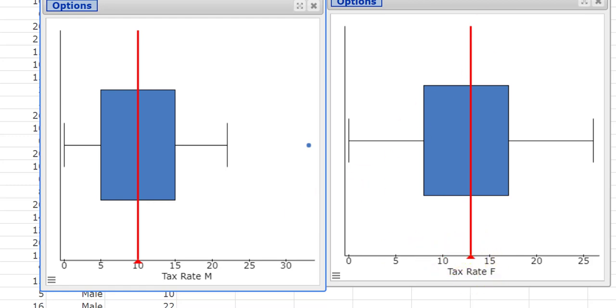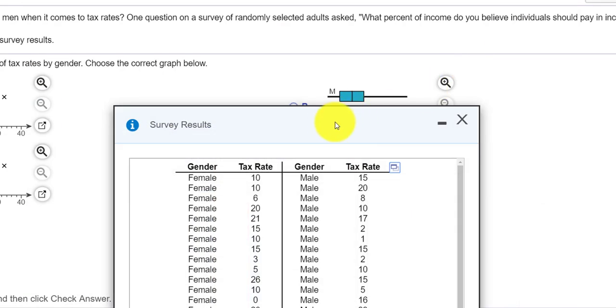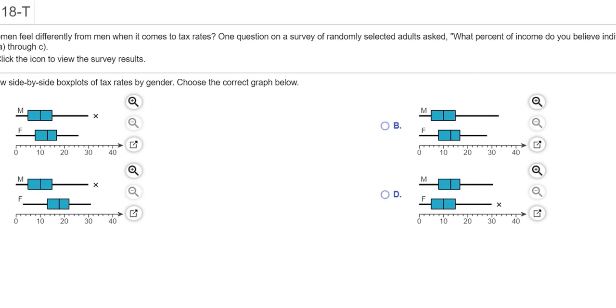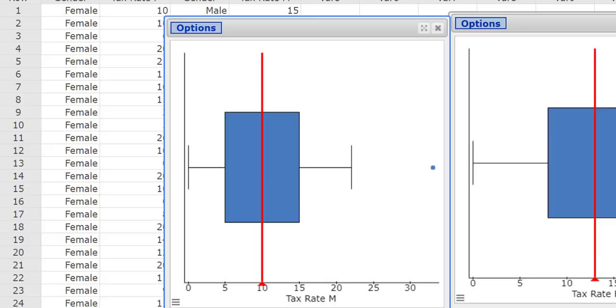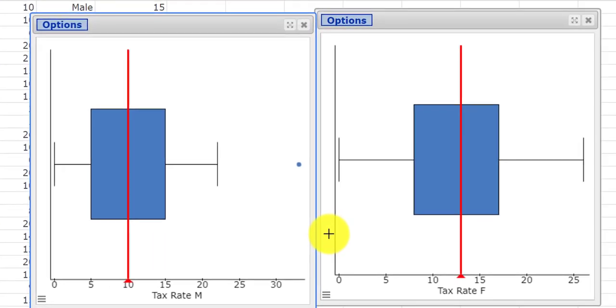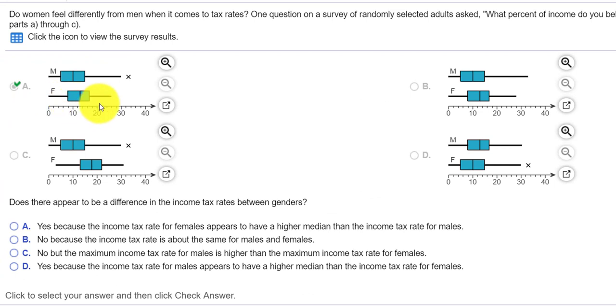And let's see if we can match up our box plots to what we were given here. So I'll take a moment to compare. So I did notice that the males' median again is at 10, and there's an outlier that's just past 30 for the males. The females have no outliers. Their tax rate's about 13, and the end of their box plot goes to about 26. So I believe that was choice A, right? 21, 22, 23, somewhere around here, 26. There's my outlier.